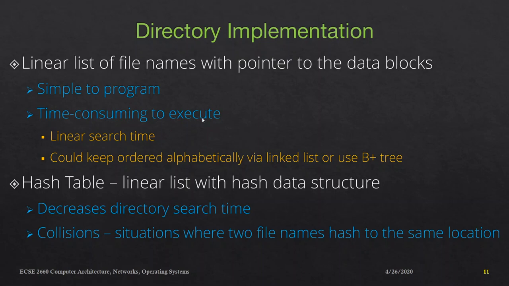But the major drawback here is the time it takes to find a file or to verify whether one exists or not. The alternative to that is the hash table, which is a linear list with a hash data structure, a data structure which takes in a file name and gives an output of the file location. So it decreases the directory search time tremendously. However, collisions are one of the problems. Collisions are situations where two file names hash to the same location. So these are two ways you could run a directory organization.